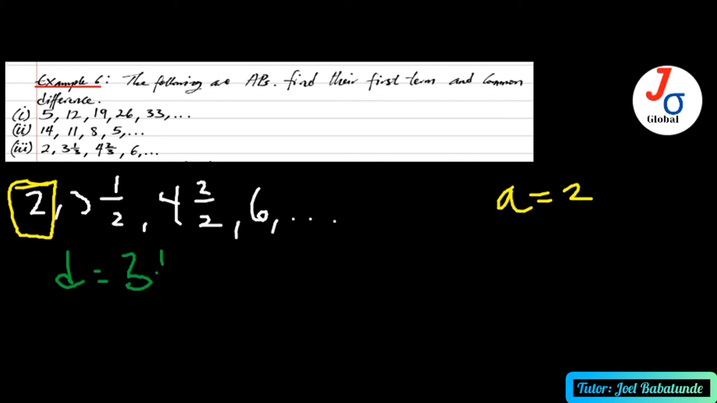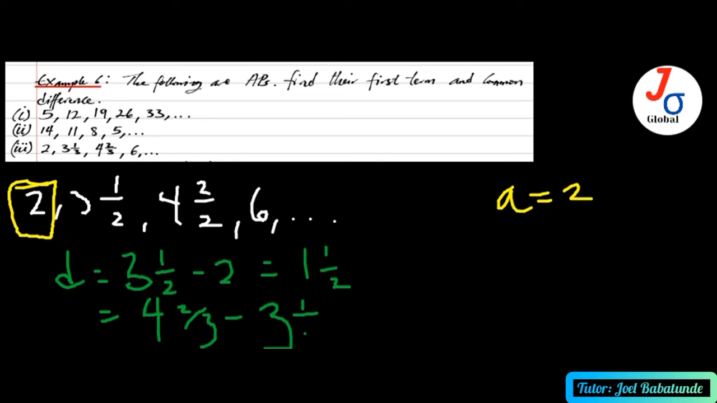That's 3.5 minus 2, and that gives us 1.5. Then this is also the same as saying this minus this: that's 4 and 2 over 3 minus 3 and 1 over 2. And if you do your math properly, you still get 1 and 1 over 2. So our D in this case is 1 and 1 over 2.